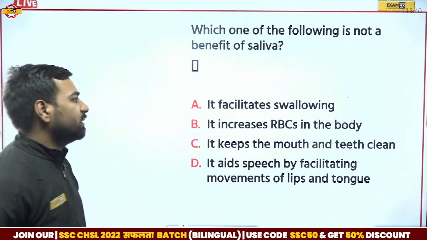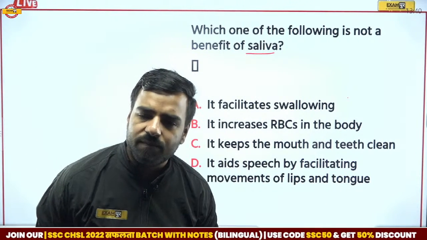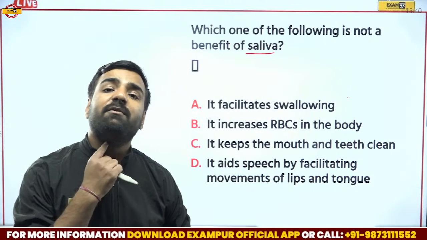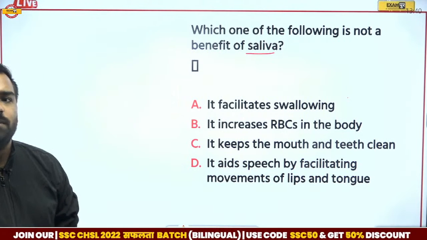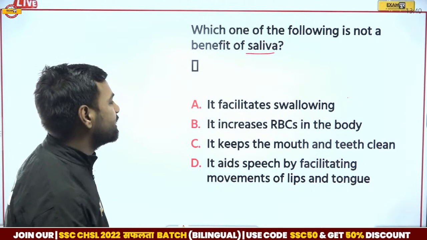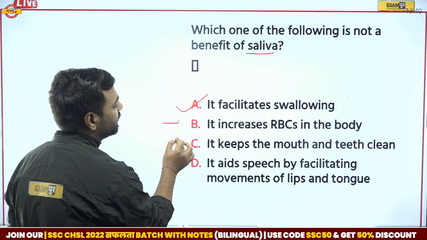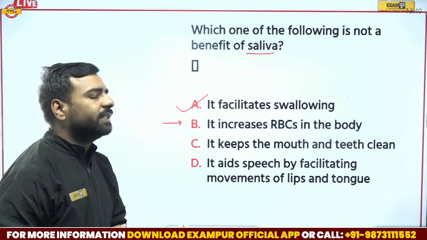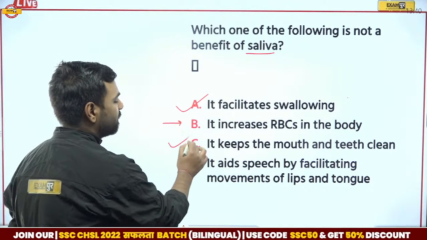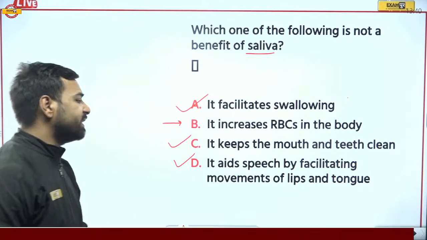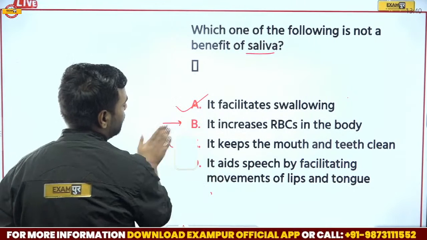If I talk about saliva, the first thing is, sir, it is providing you lubricacy. Whatever you're eating, for example, if I'm eating dosa, if there would be no saliva, my food may get stuck. So please remember, it is helping in swallowing. That is, it is providing you lubricacy. Totally correct. Then, let's keep on hold with this option. Third is, it keeps your mouth and teeth clean. Obviously, if saliva is there, it is going to keep your mouth and teeth clean. It is also correct. Fourth one is, it aids speech by facilitating movements of lips and tongue. That is, it is helping in its movement. Totally correct. So the only option left is option number B.